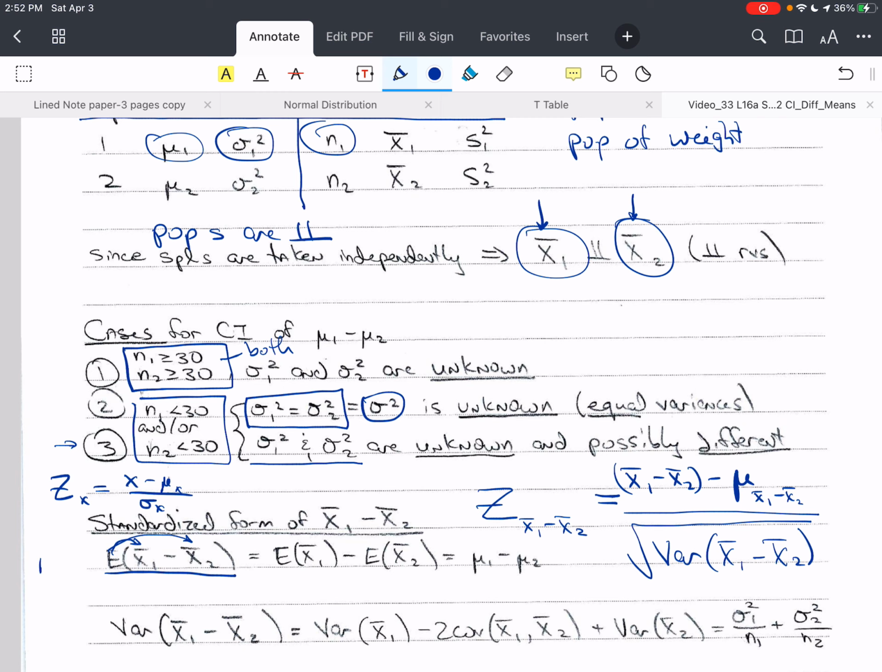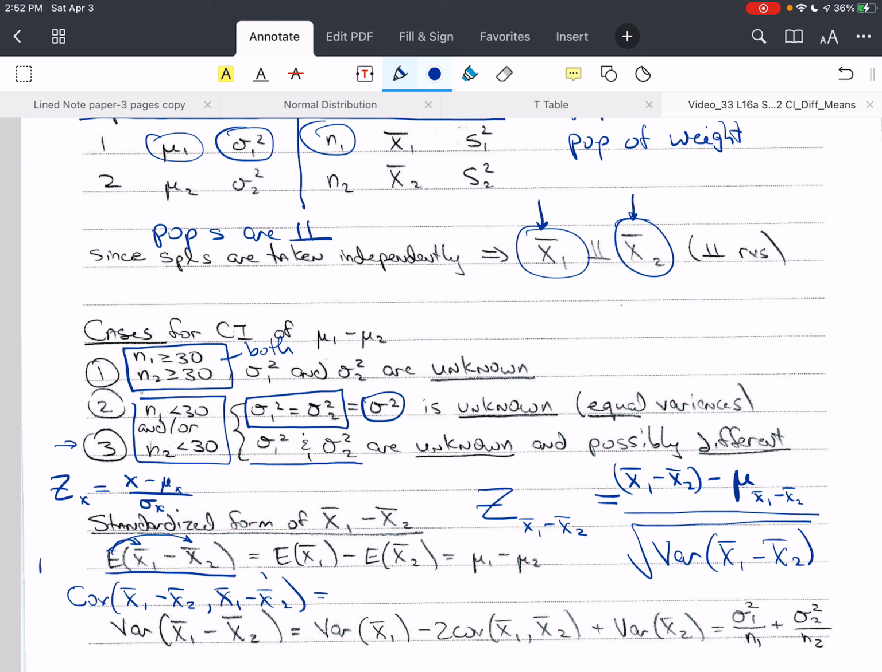Then we want the variance of x bar 1 minus x bar 2. I want to remind you that the variance of x is equal to the covariance of x with itself. So the variance of x bar 1 minus x bar 2 is equal to the covariance of x bar 1 minus x bar 2 with itself, x bar 1 minus x bar 2.